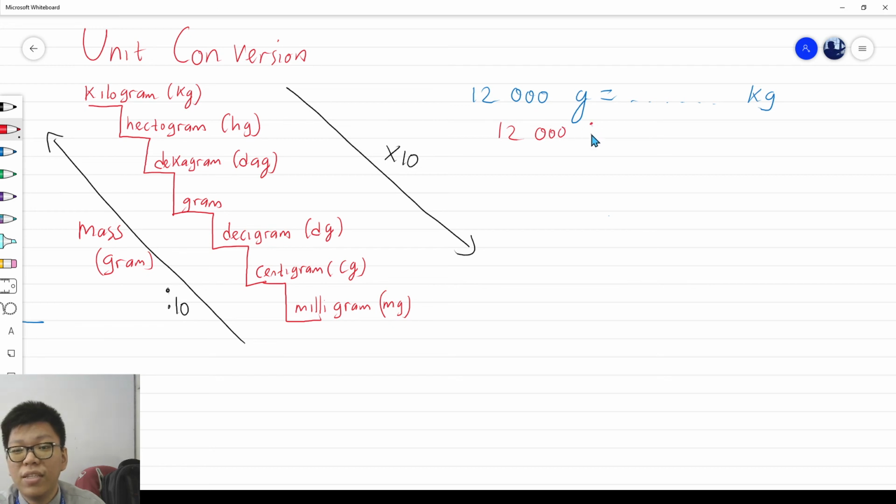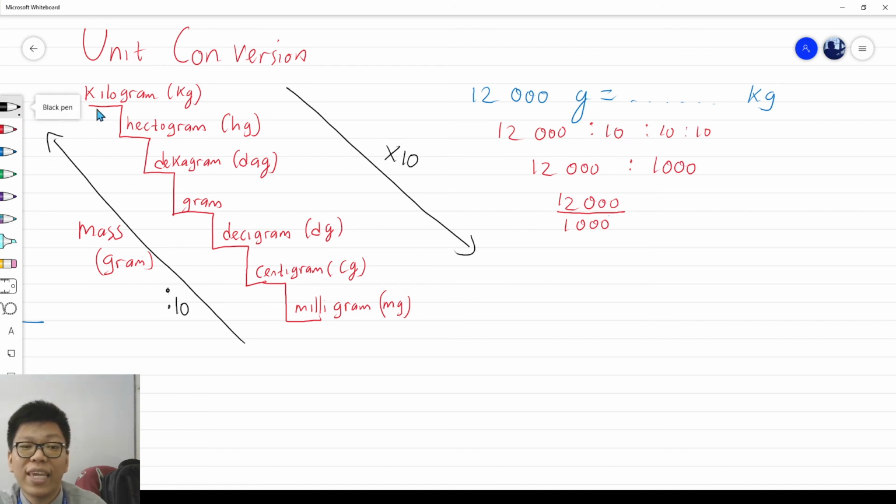12,000 divided by 10. You can write it divided by 10, 3 times. But yeah, so much hassle. You can write it as 12,000 divided by 1,000. Or you can make it like this. 12,000 divided by 1,000, and you can cancel the 0s. 1, 2, 3. I believe you already learned this in math. If no, please let me know. So the answer will be 12 kilograms.